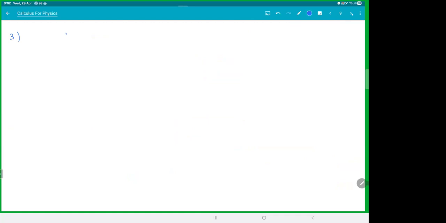Third one, if you have sin x, the differential of sin x is cos x. There is nothing more there, it is directly cos x. The differential of cos x is minus sin x. How did we get this? There is a way to prove all this stuff, but we don't need it in physics. So like I said, we will just use the results.